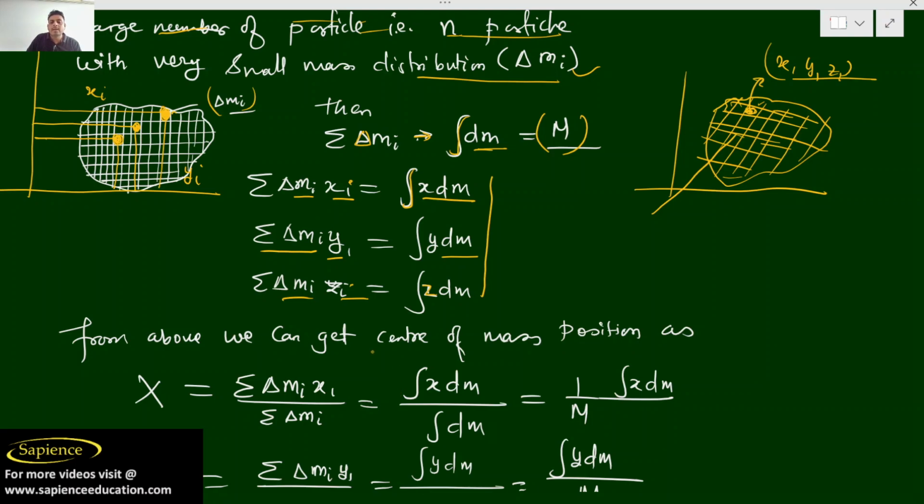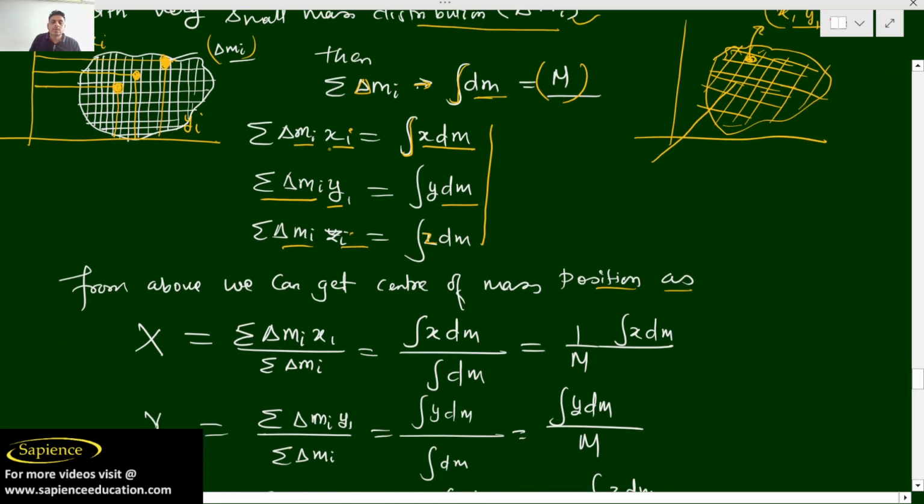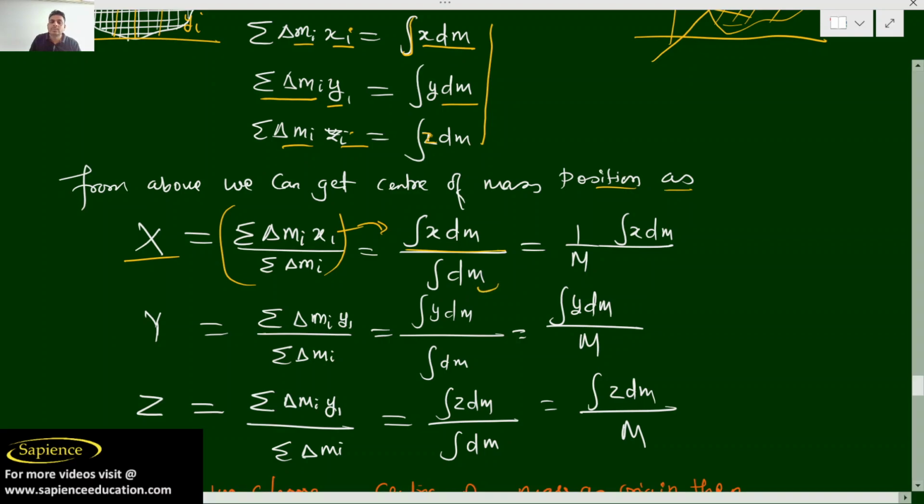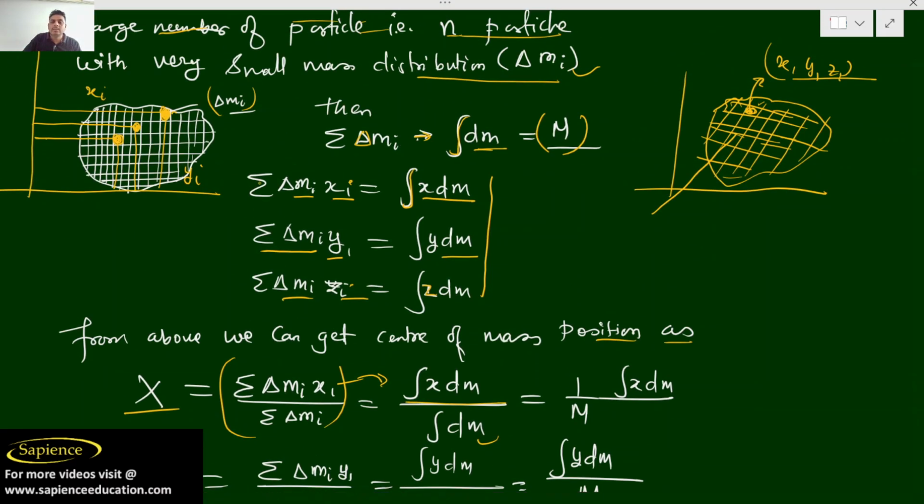Now from the above we can get the position of the center of mass. So how will you find the center of mass, that is x, y and z, for this type of thing? We know that x is equal to the summation of del m_i x_i by the summation of del m_i. So in place of the summation of del m_i x_i, we can write the integration of x dm, divided by the summation of del m_i, that is the integration of dm, as we have already discussed. The summation of del m_i is equal to the integration of dm. The summation of m_i x_i is equal to the integration of x dm.